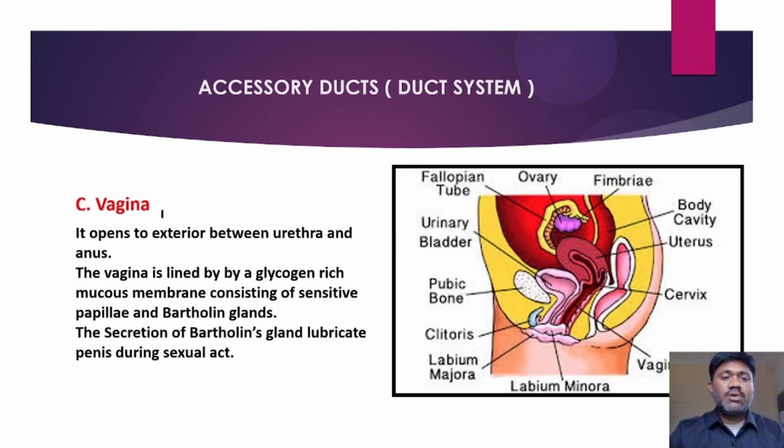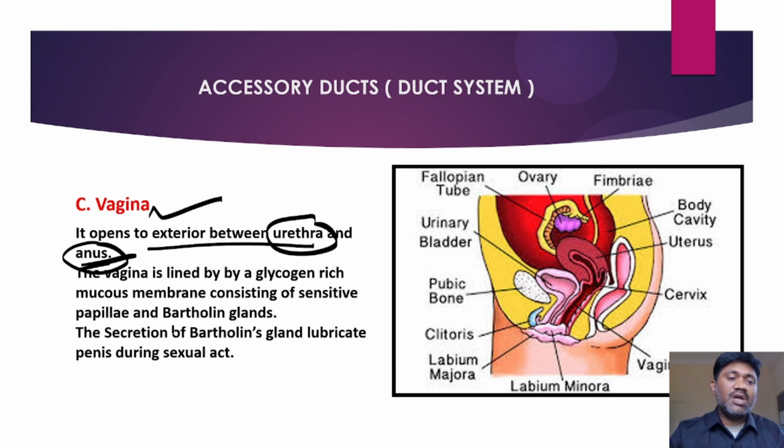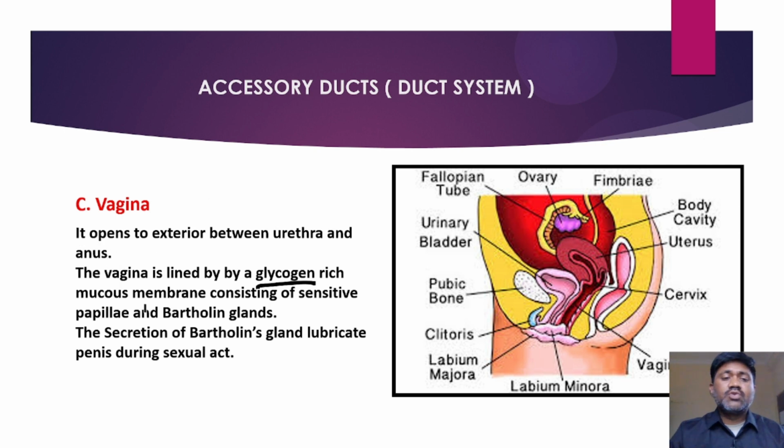Right, now come to the vagina. Generally it opens to the exterior between the urethra and anus, which means the vagina opens outside, present between the urethra as well as the anus. The vagina is lined by a glycogen rich mucous membrane and sensitive papillae are there. Bartholin glands are there in the vagina.